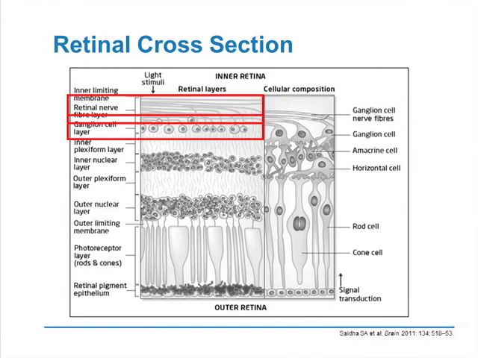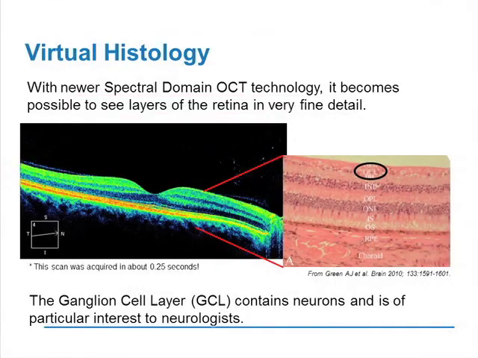The ganglion cell layer, as I mentioned, is the second layer that you come to, or that light would come to after coming into the eye. And this is of particular interest because the ganglion cell layer, as I said, contains neurons, and therefore we have not only an axonal measure using OCT, that is the peripapillary retinal nerve fiber layer that we looked at previously, but also the ganglion cell layer.